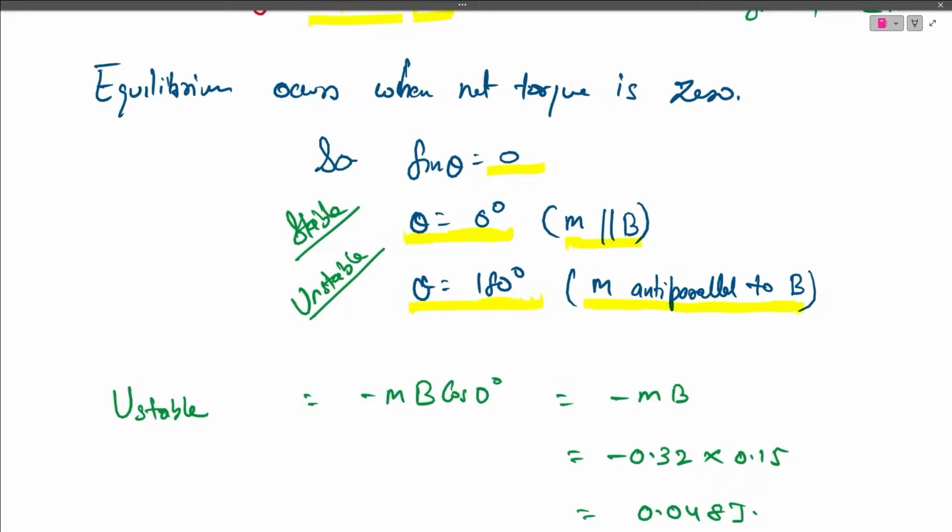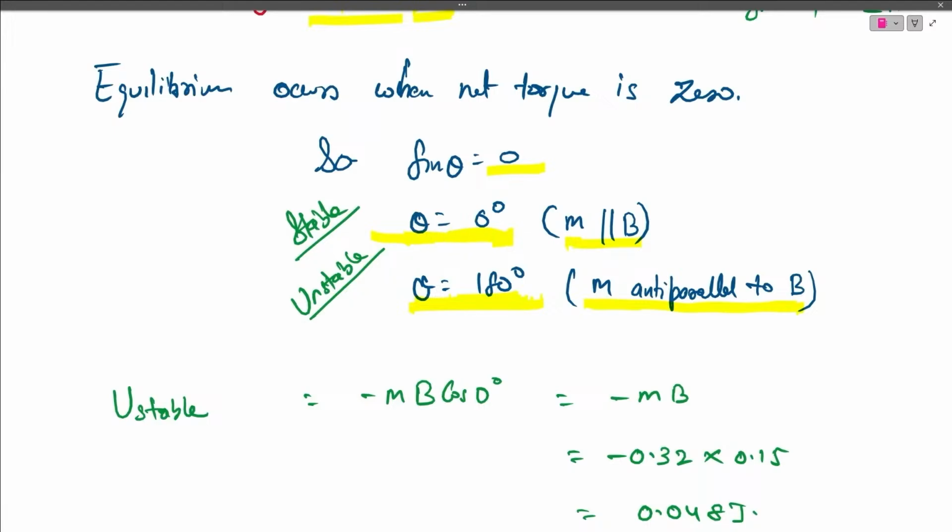Now theta 0 is called stable equilibrium and theta equals 180 degrees is called unstable equilibrium, because if we try to change the angle when it is at 180 degrees, even a slight change would make it unstable, whereas if we try to change the angle when theta equals 0 degrees, then it will restore to its same point at theta equals 0.